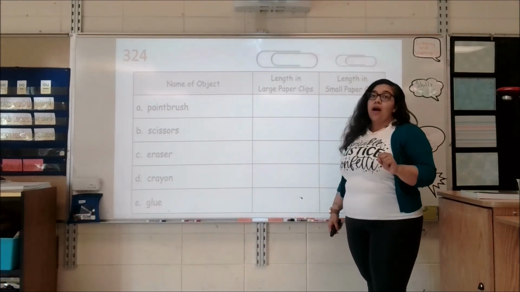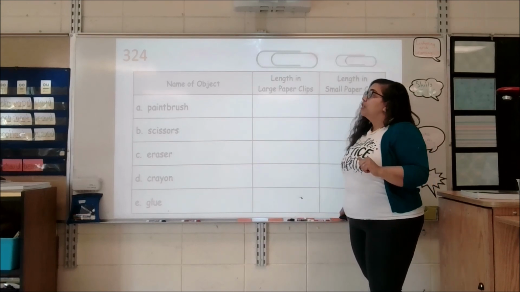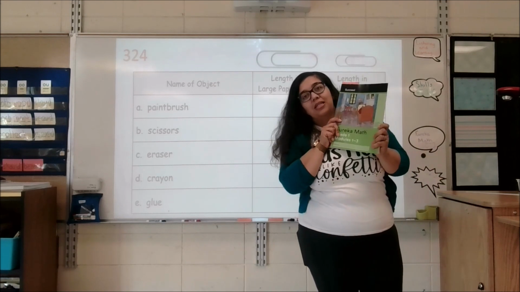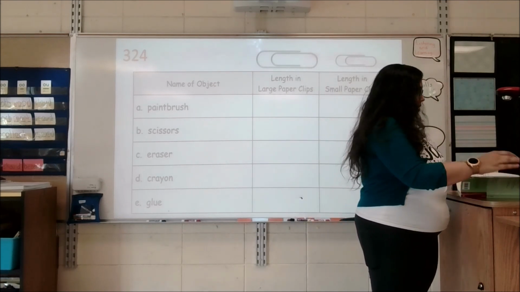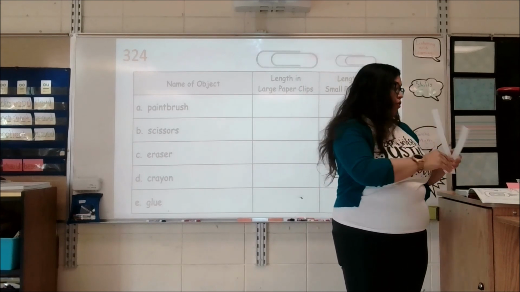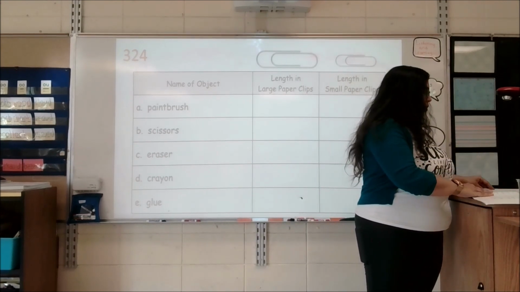We're going to measure objects, and our recording sheet is on page 324 in our Succeed book. So we're going to go ahead into there, and we have our paper clips, and I have a surprise for you when we get in the book, actually. A little surprise for you guys. Watch out.